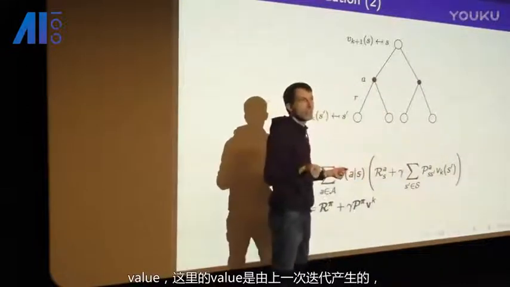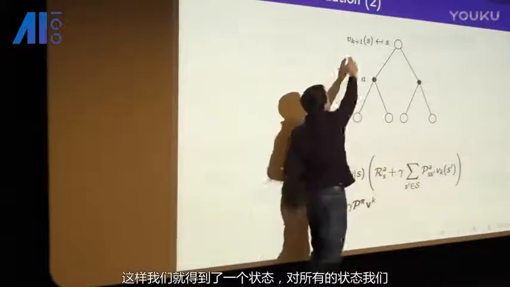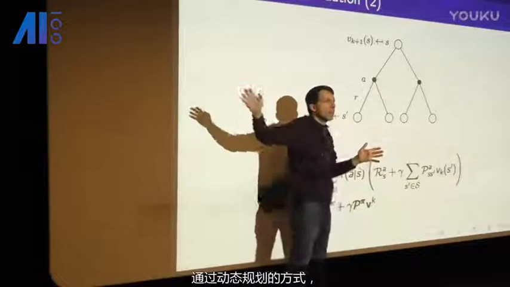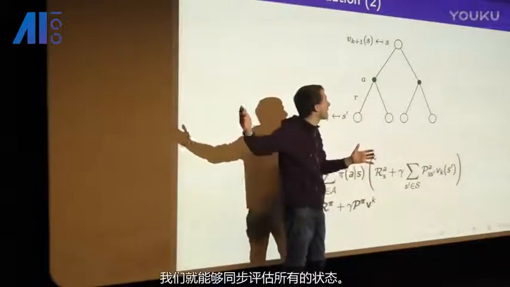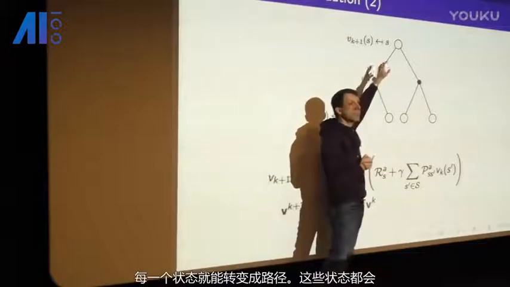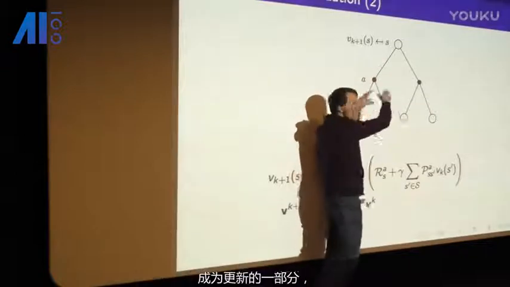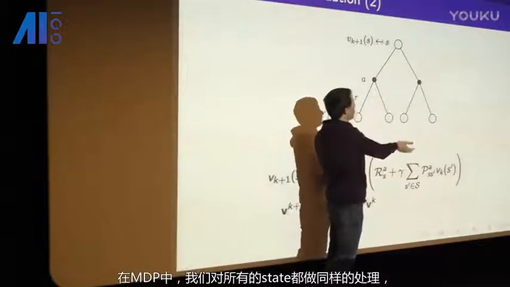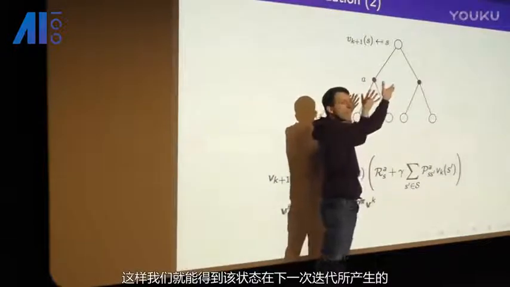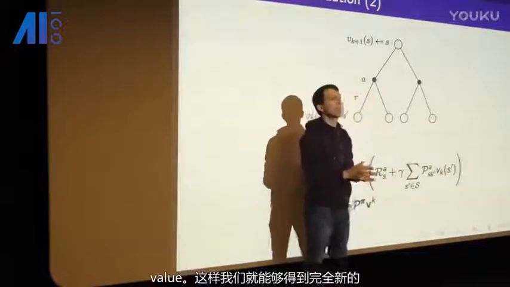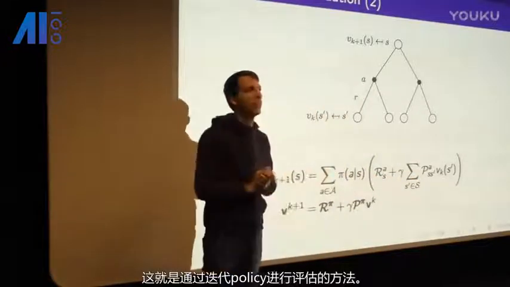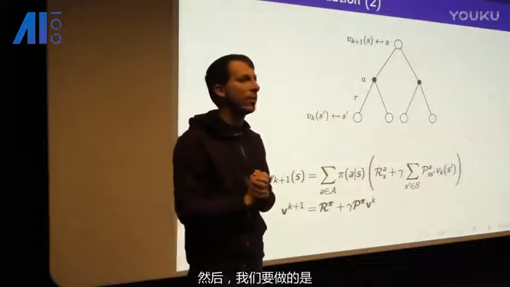We do this for every single state. In our sweep, in our synchronous evaluation of dynamic programming, every single state gets a turn at being the root, and so they all get one of these updates. We do this for every single state in the MDP, and we figure out the new value of that state at the next iteration, and that gives us a complete new value function. Okay, that's the idea of iterative policy evaluation.